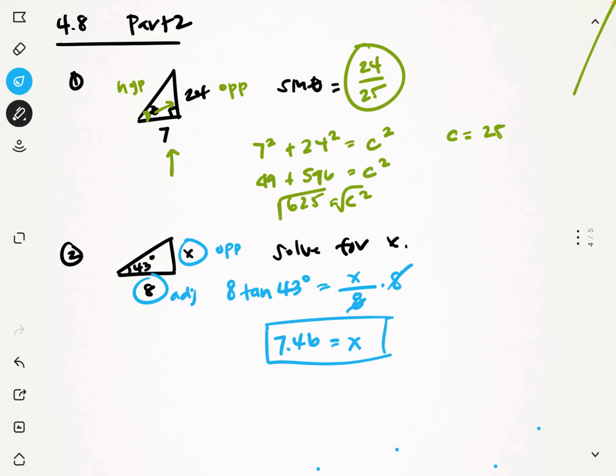It's always a good idea to check your work. Make sure that it's reasonable, right? This side is 8. It seems reasonable that that side's about 7.6. Now, if it were super tiny, like 0.00 something, then we might have done something wrong. Or if it was super big, then we also know that we probably did something wrong. So just check that the answer that you're inputting seems reasonable for the situation.